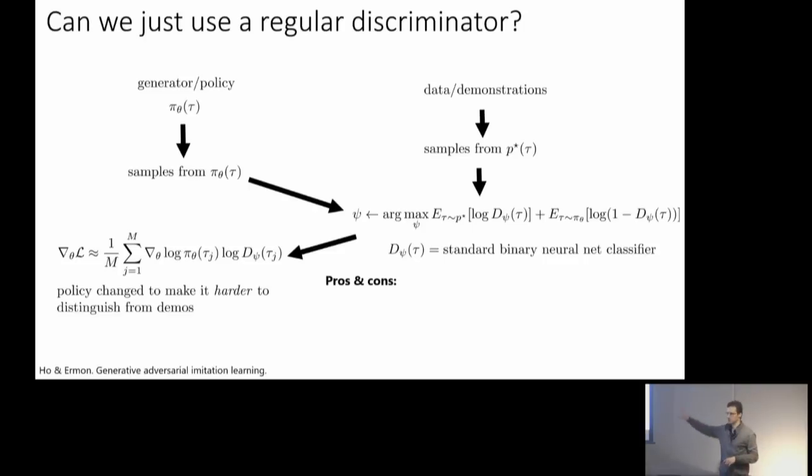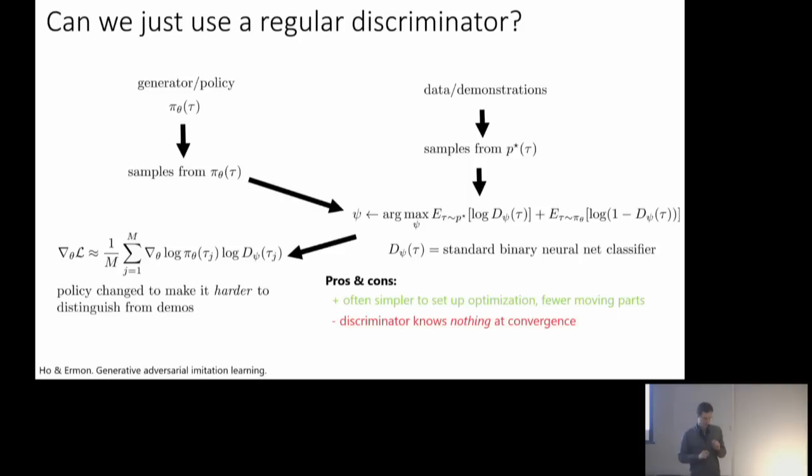This has some pros and cons. If you follow this approach, which is called generative adversarial imitation learning, proposed in a paper by Jonathan Ho and Stefano Ermon, the benefit is that it's often a bit simpler to optimize. It has fewer moving parts. There's no explicit reward function that we have to deal with. We just have this binary classifier. But it also has a few disadvantages.